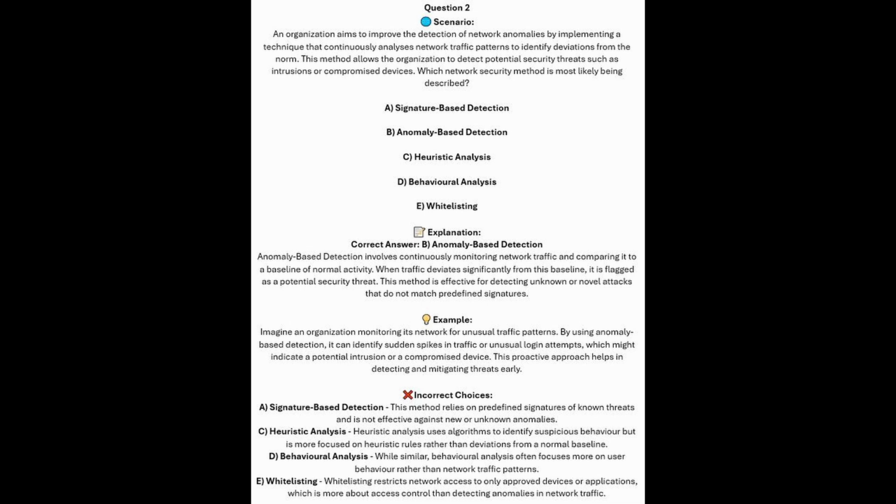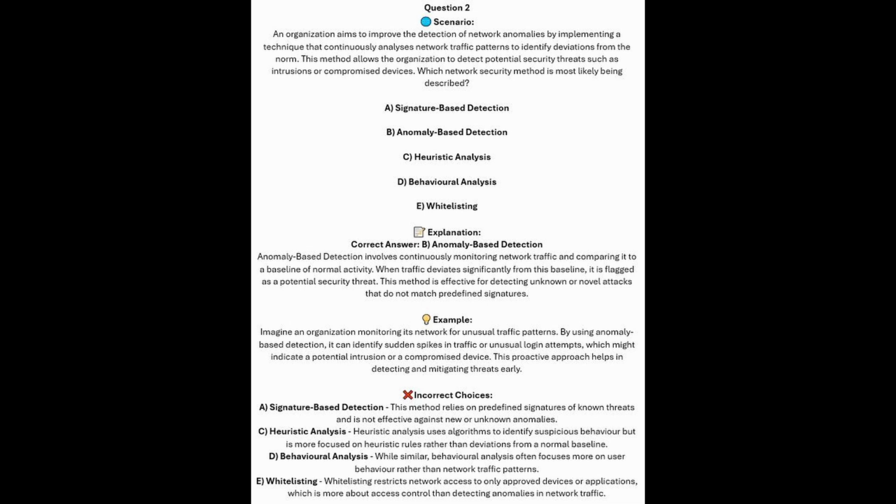A, signature-based detection. This method relies on predefined signatures or known threats and is not effective against new or unknown anomalies. C, heuristic analysis. Heuristic analysis uses algorithms to identify suspicious behavior, but is most focused on heuristic rules rather than deviations from a normal baseline.